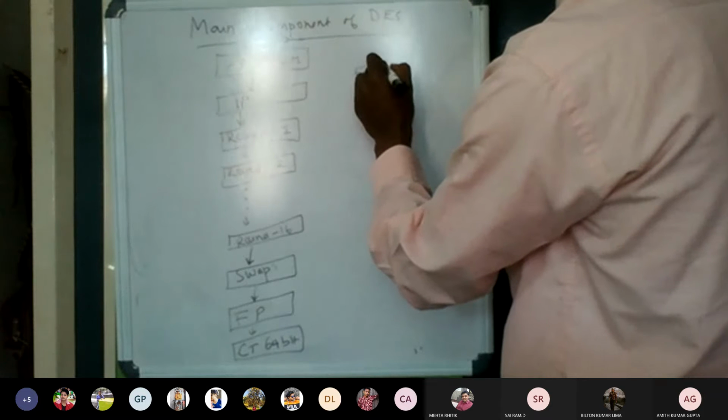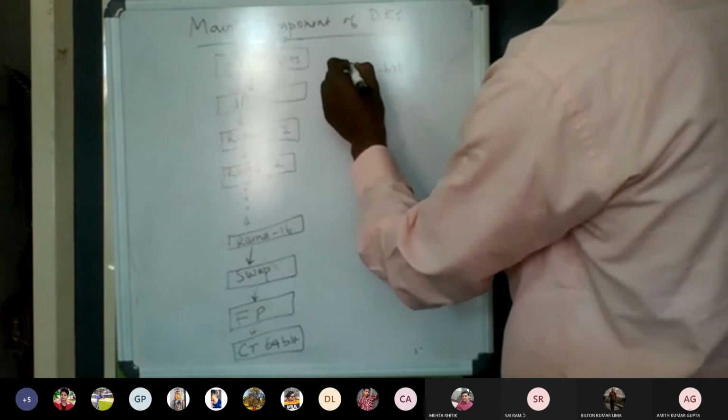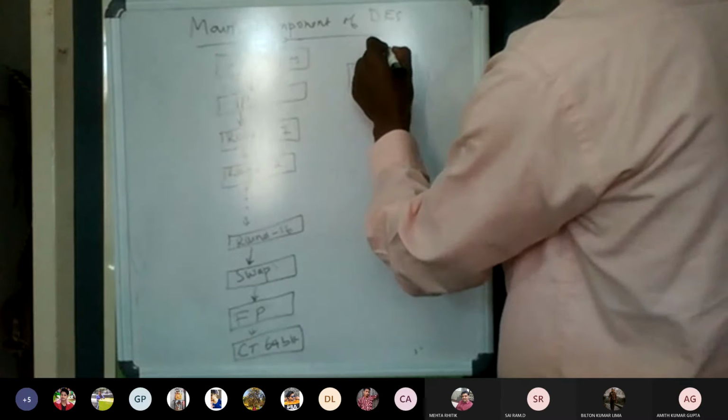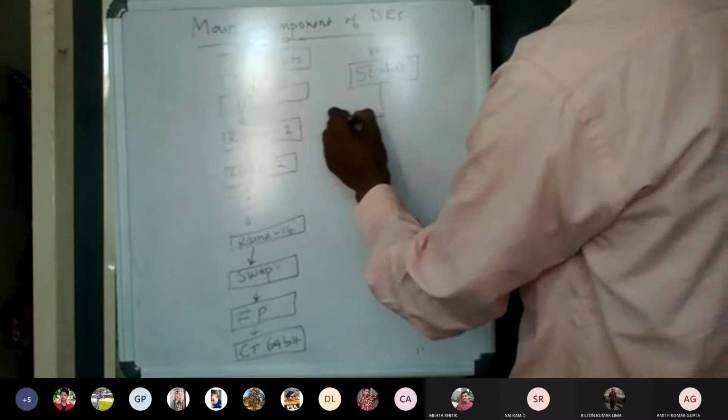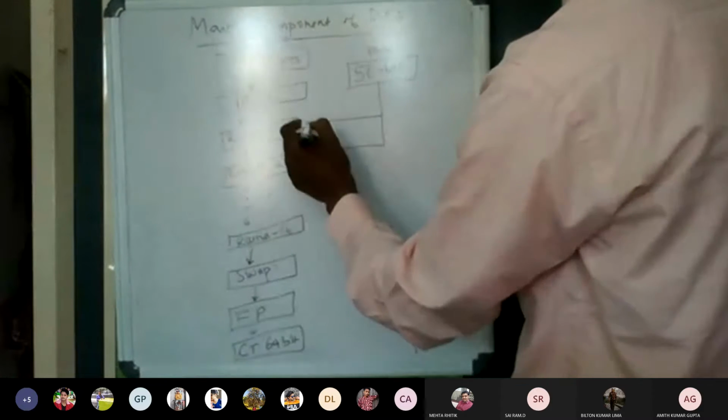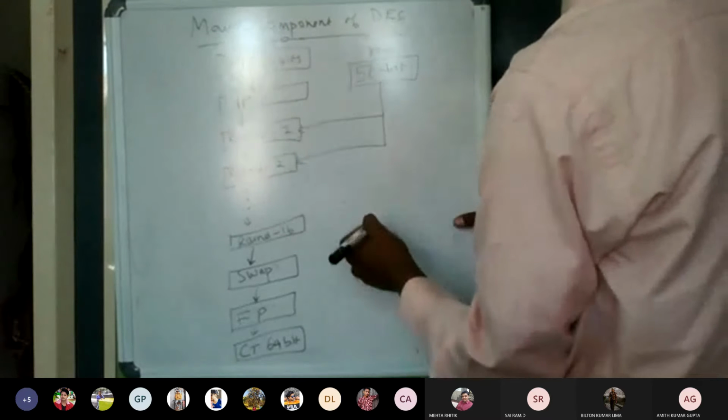This is a key of 56 bits. For every round, we are going to apply the subkeys. What is that subkey?